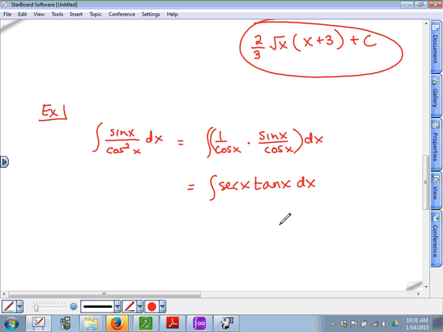Now I know they haven't been committed to memory yet, but look back at your basic integration rules. We have one of those. The integral of secant tangent is secant x plus c. Oh, well, that's plus c. I was close. I just had an extra turn.